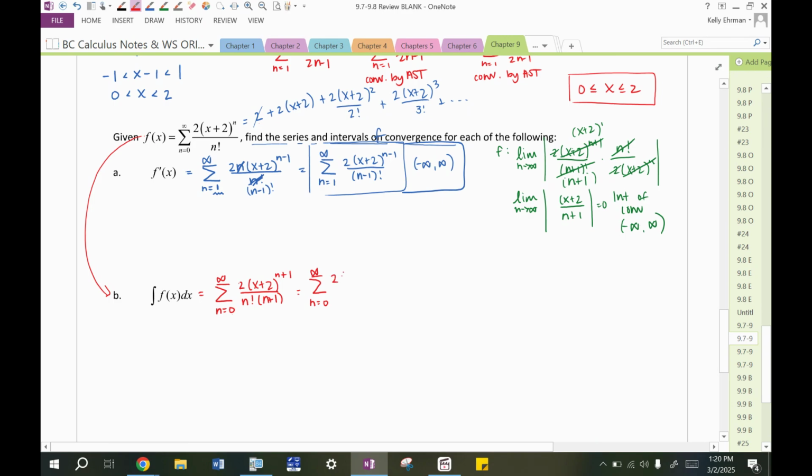I don't think you would get counted off if you don't simplify that expression, so you don't have to, but it is a good thing to be able to do, I think. And then again, my interval of convergence is still just all real numbers.